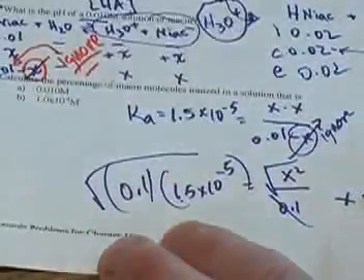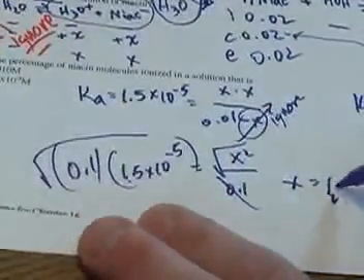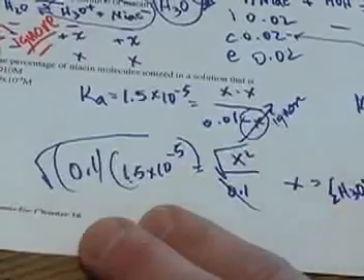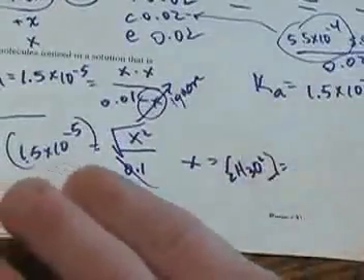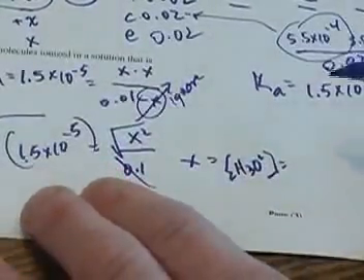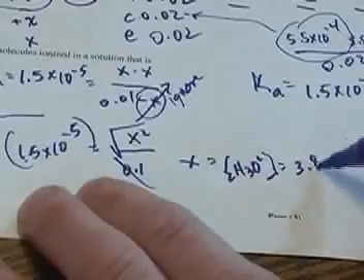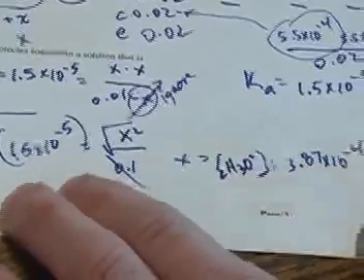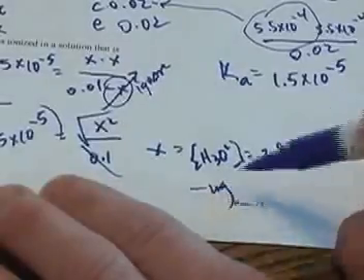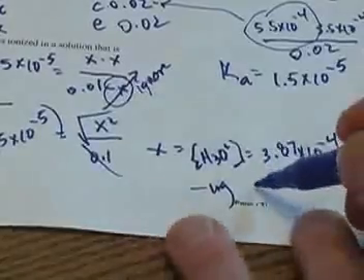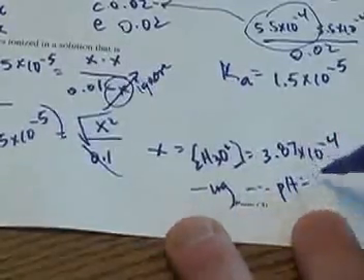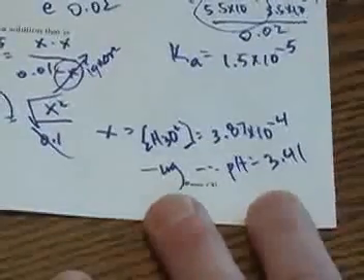This goes away, square root the answer, and you end up with x, which is equal to the H3O plus ion concentration. Remember, we called x right here the H3O plus ion concentration, and that turns out to be 3.87 times 10 to the negative fourth. If you take the negative logarithm of that, you have the pH, and it turns out the pH is 3.41.